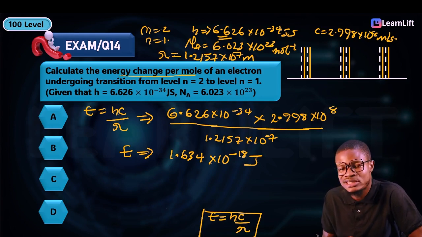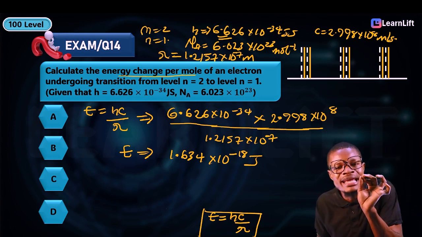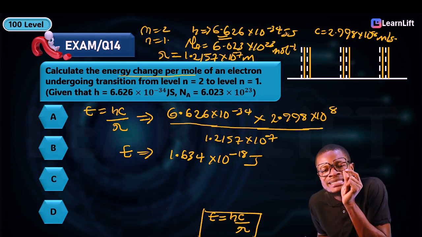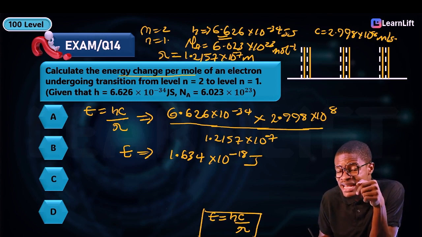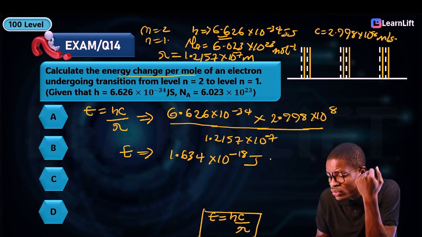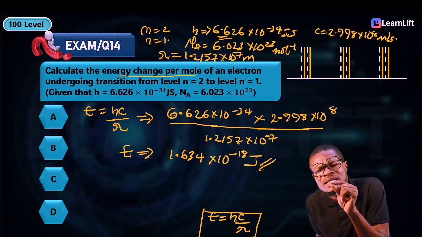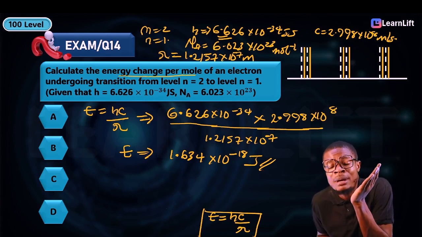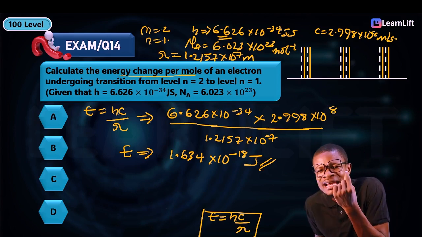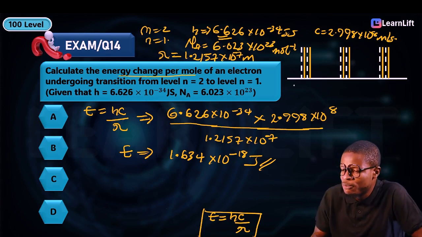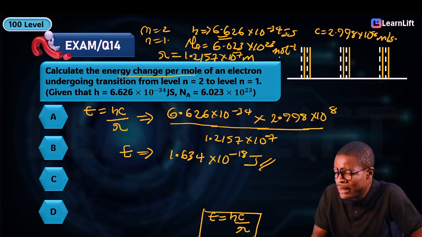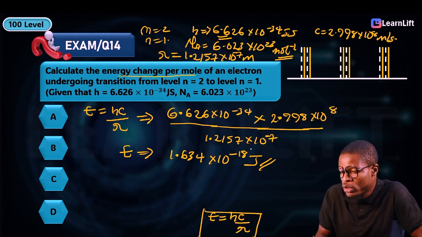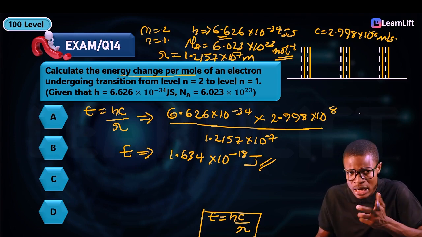Minus 18 joules. Now, they say calculate the energy change per mole. If they ask you to calculate energy, please don't forget this is whatever you get as your energy. But they are not just asking us energy now. Energy change per mole. That means energy in joules per mole is what they're asking us. And now don't forget that your Avogadro's number is 6.023 times 10 to the power of 23 per mole. Per mole is all you have. So if I multiply per mole times joule, what will it give me? It will give me joule per mole. Are you getting it now?